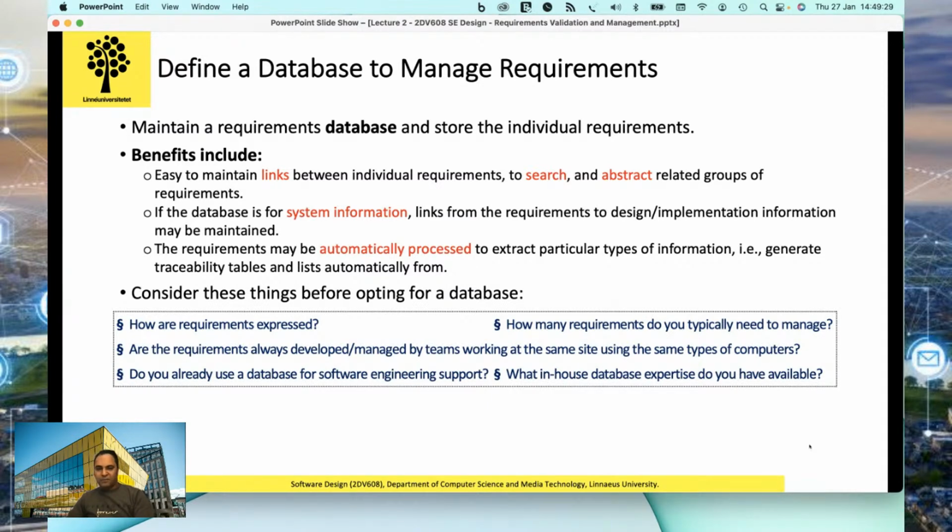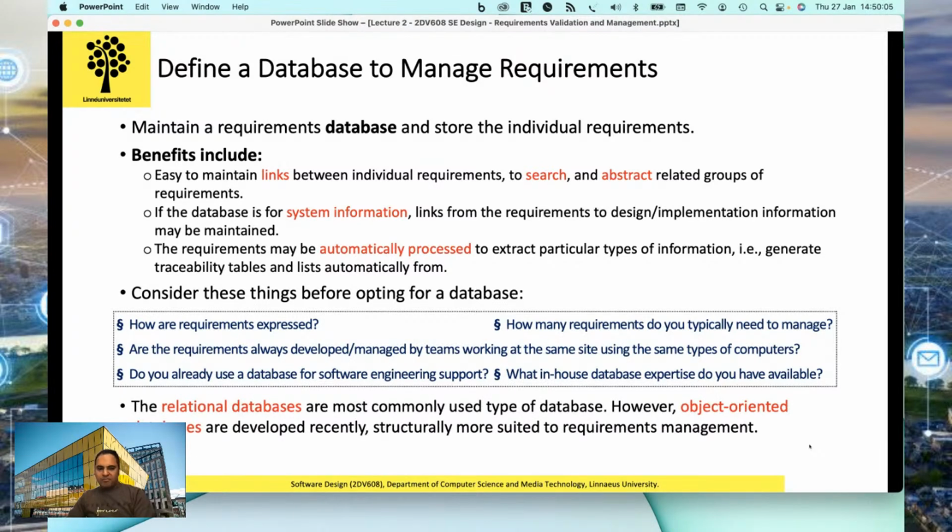Then also, do you have any database skills, or if you have database skills, what type of skills do you have? Do you have skills for relational databases? Do you have skills for NoSQL databases, and so on? So depending on many criteria, you pick whether you need a database to store your requirements. Because at the end of the day, a database is useful for managing the requirements.